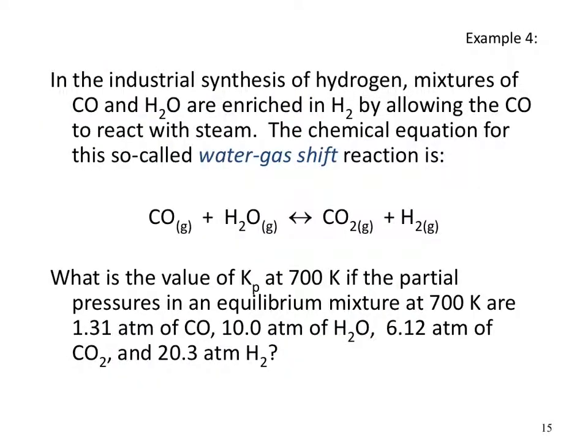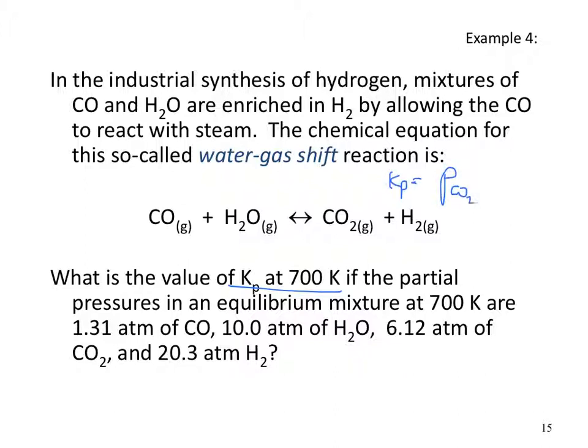So there's a question here: in the industrial synthesis of hydrogen, mixtures of CO2 and H2 is enriched in H2 by allowing CO to react with steam. So that's the water gas shift reaction. The value of Kp is required at 700 Kelvin if the partial pressures are given. So it's pretty straightforward. Kp is what we seek.